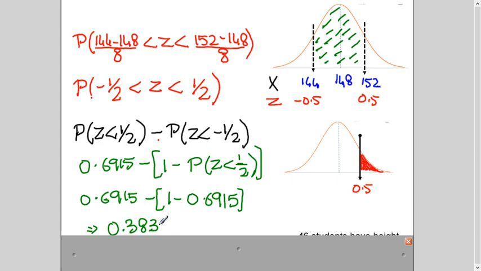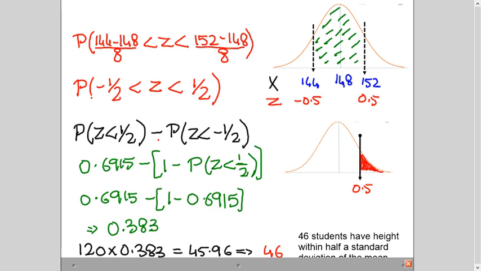But what we had to do, you remember in the question it was saying there are 120 students. So out of 120 students, how many will have this probability of height? So that's why we will multiply it by 120. So we can say that 46 students have height within half a standard deviation of the mean.